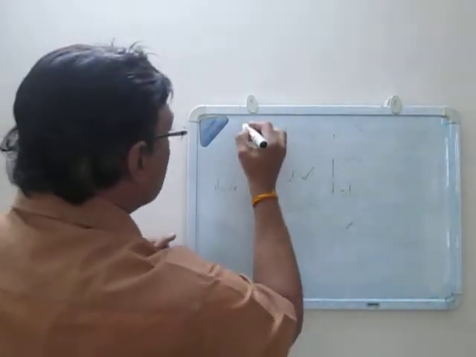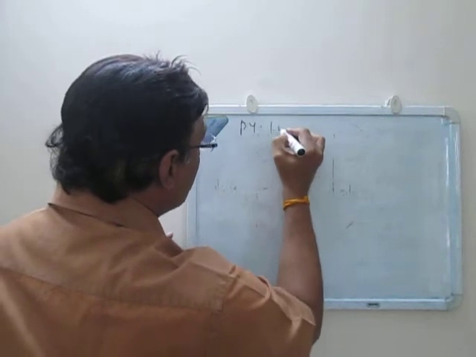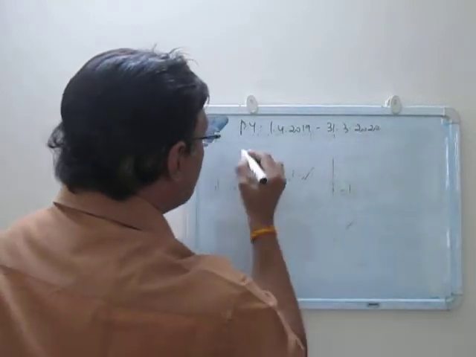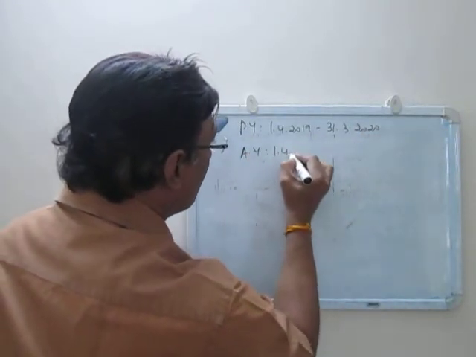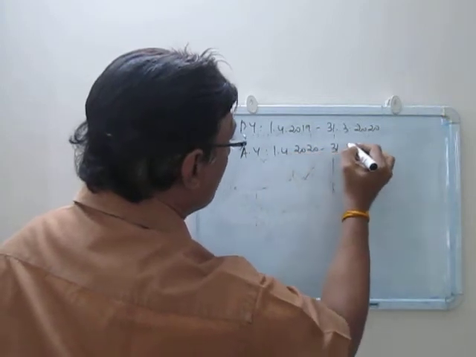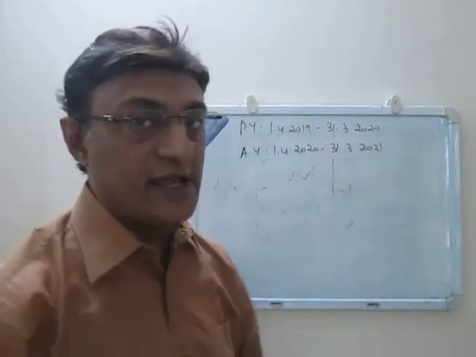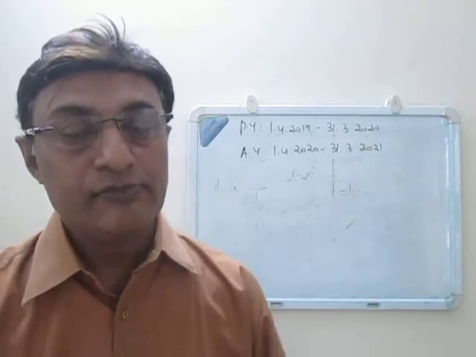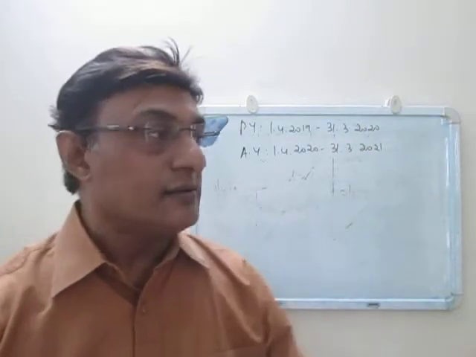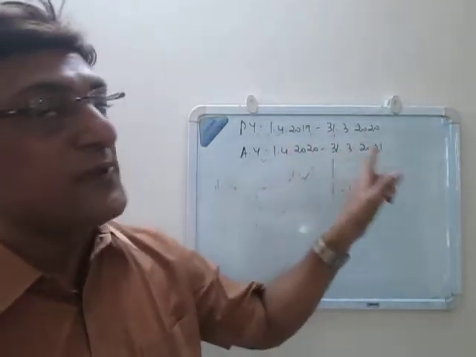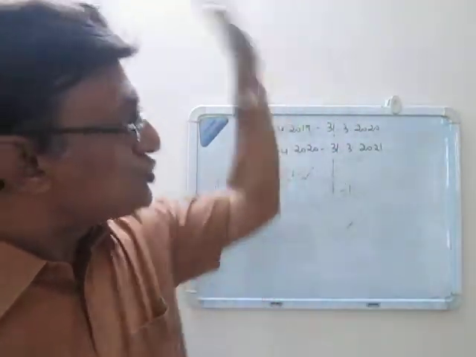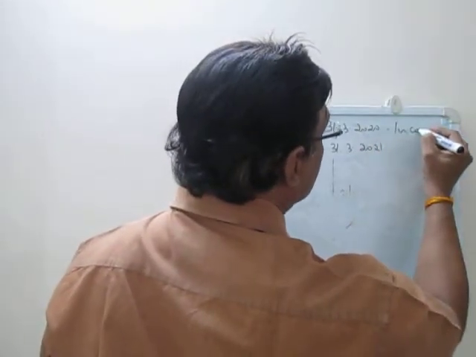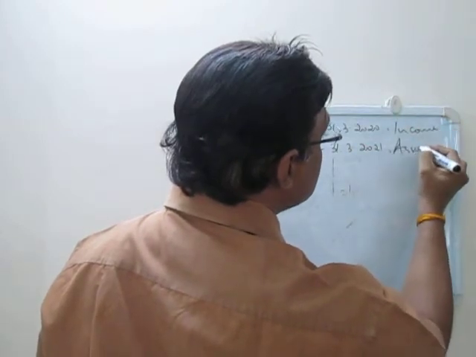So, if I take the previous year as 1/4/2019 to 31/3/2020, its assessment year would be 1/4/2020 to 31/3/2021. Taking a normal case where both the previous year and the assessment year are both of 12 months each. The next year, this would become the previous year, 21-22 would become the assessment year, and so on and so forth. Now, this is the year in which the income is earned. This is the year in which it is assessed to tax.